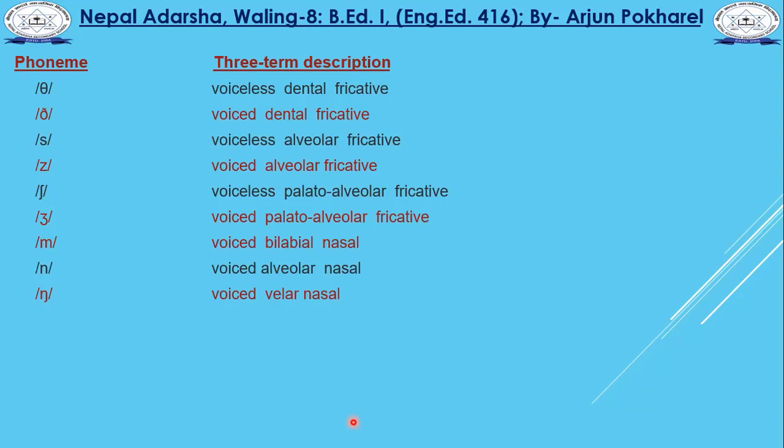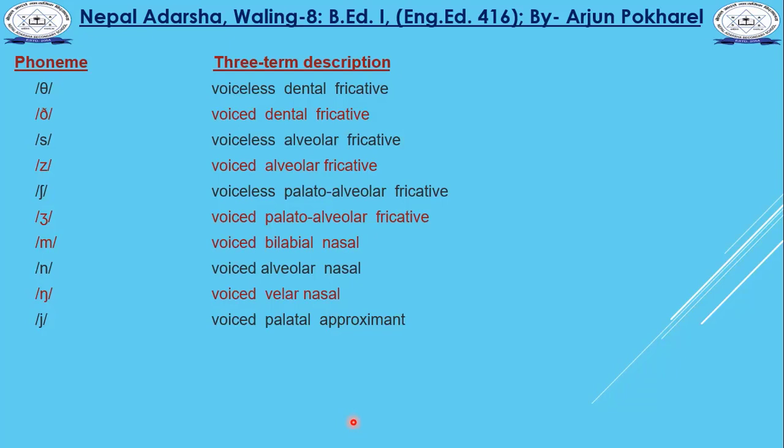And at that time, what happens? The velum is in lower position. Okay, the velum is in lower position. That's why the air goes out through the what? Nasal cavity. Okay, nasal cavity. So that's it. Ya is what? Ya is voiced palatal approximant.